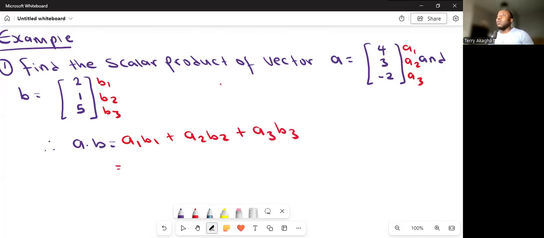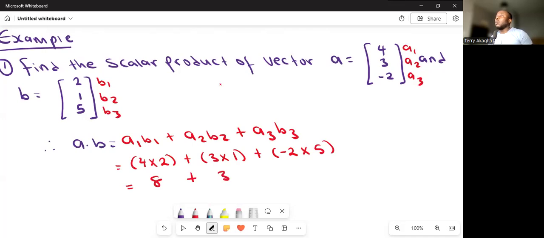And that will give us A1, which is 4, times B1, 2, plus A2, which is 3, times B2, which is 1, plus A3, which is minus 2, times this, 5. So this is going to give you 8, plus 3 times 1 will give you 3, and now minus 2 times 5 will give you minus 10.